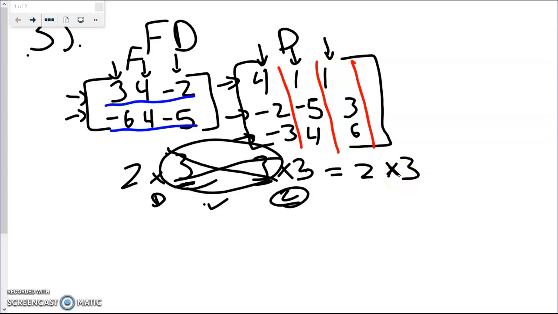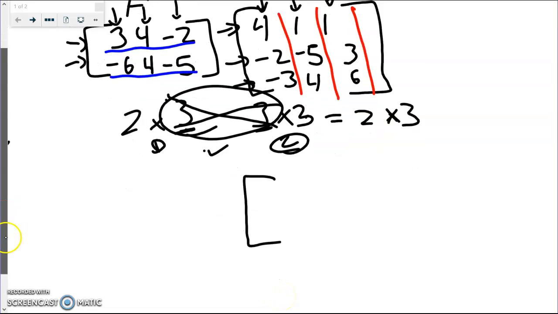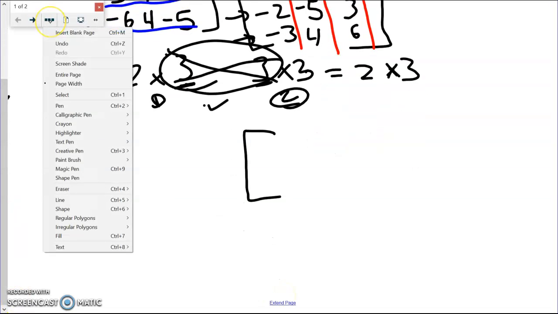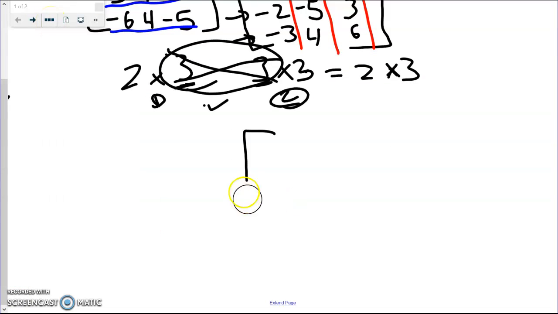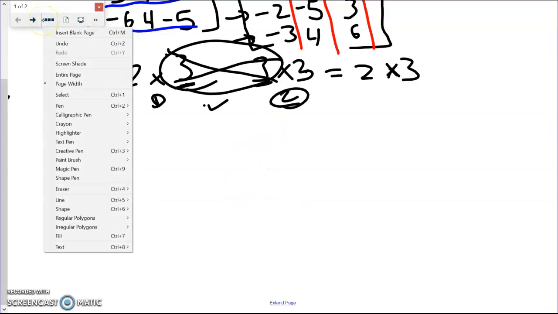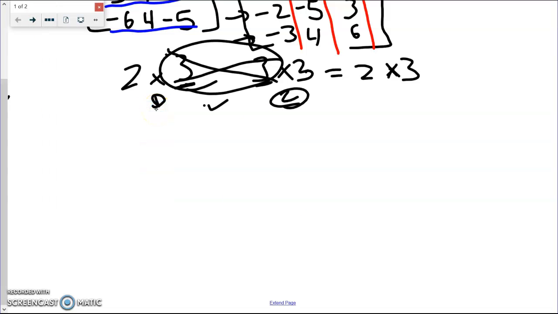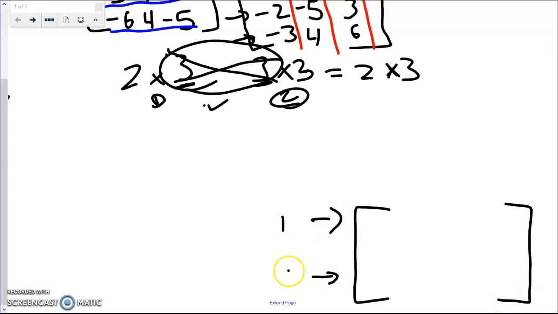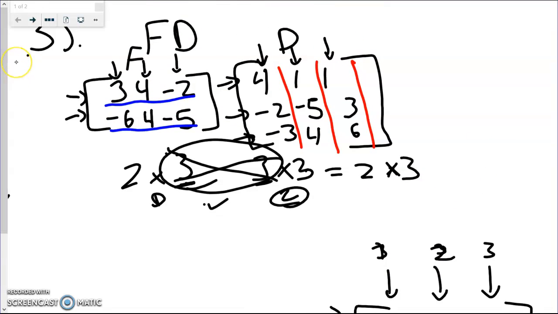So I know that I'm going to have a final matrix. Actually, I'm going to take it down here. Get my eraser here, and then get the pen. I'm going to set up the final matrix down here, okay? So you're going to have 2 rows and then 3 columns, all right? 2 by 3.